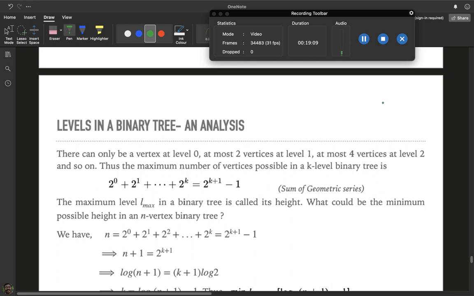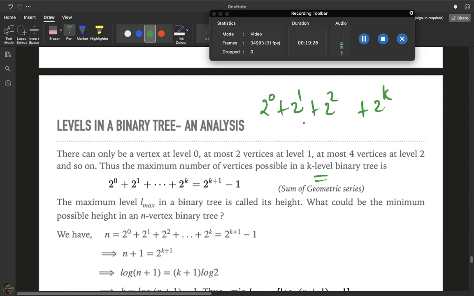And suppose, what is the maximum number of vertices that's possible in a k level binary tree? If there are k levels, the maximum number of vertices possible is: at the 0th level there will be 2 raised to 0, in the first level there will be 2 raised to 1, in the second level there will be 2 square. So in the kth level it will be 2 raised to k.